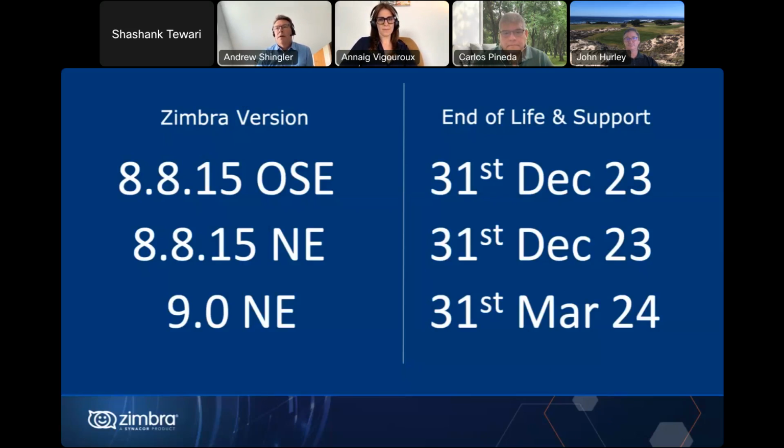What does that actually mean? End of life means that we will no longer be developing and providing any patches, feature updates, or security patches for those releases. So it is important that customers start thinking about and planning to do upgrades to a supported version, because beyond those dates we won't be developing security patches specifically for these releases. So 8.8.15 ends at the end of this year, then 9.0 network edition is slightly later, the 31st of March 2024 is the end date.